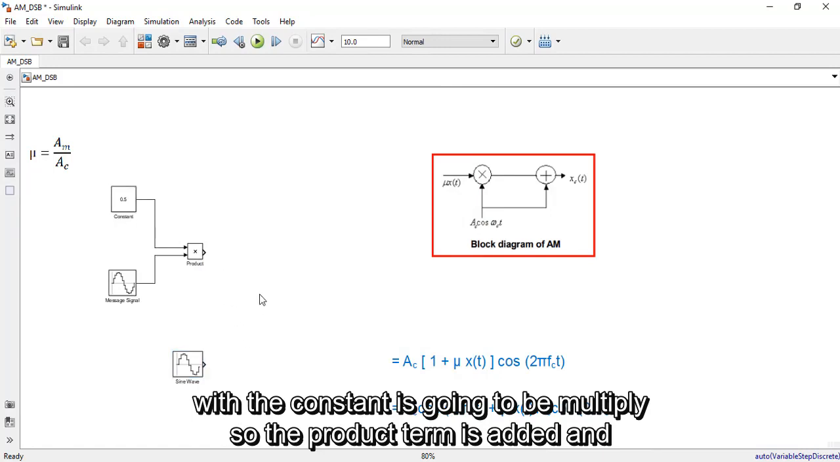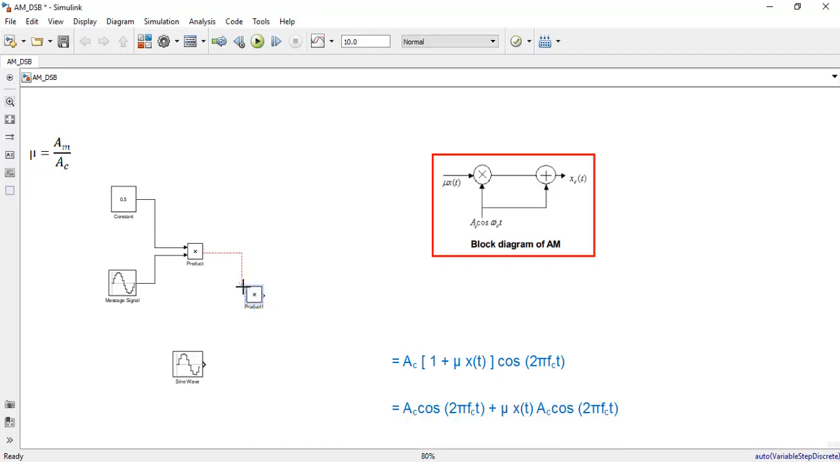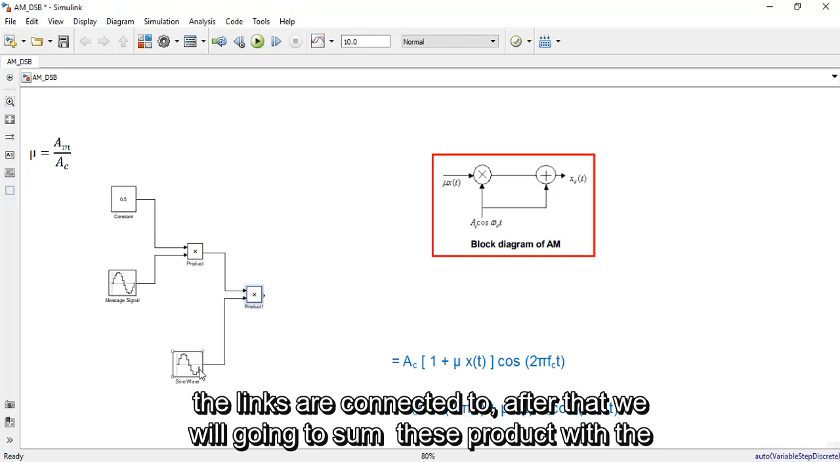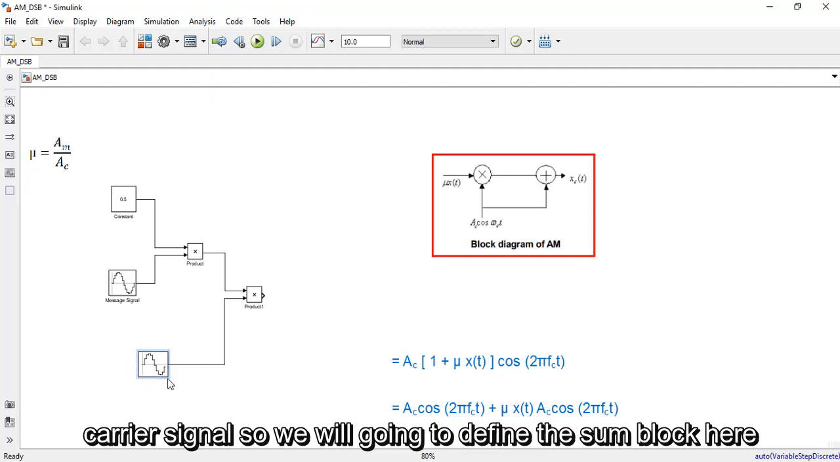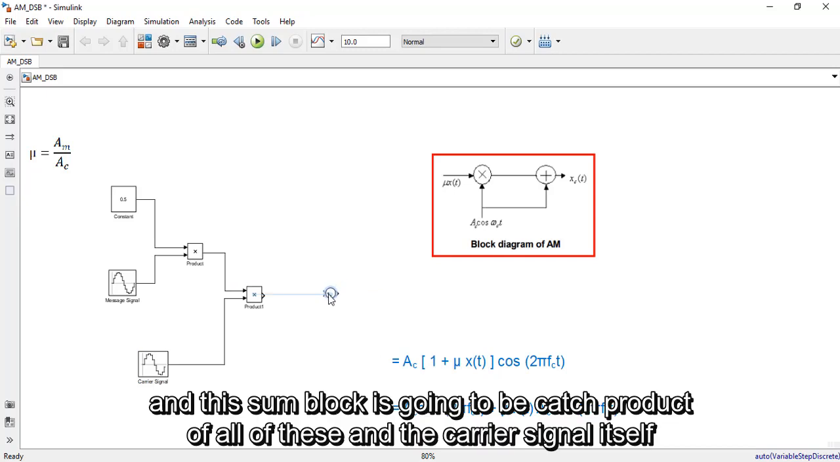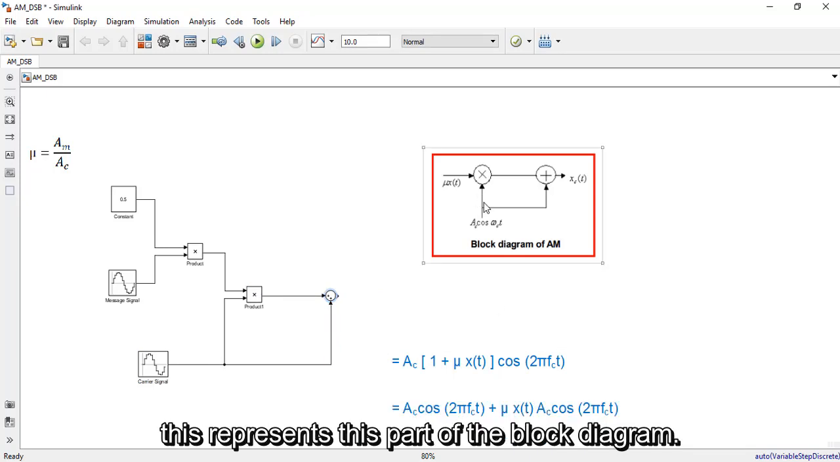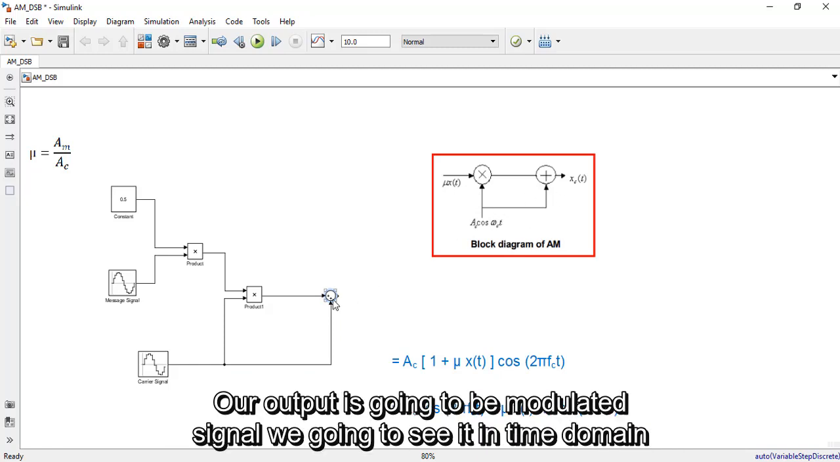After that, the carrier frequency and the product of the message signal with the constant is going to be multiplied. So product term is added and the links are connected to it. After that, we're going to sum this product with the carrier signal. So we're going to define the sum block here, and this sum block is going to be attached to the product of all of this and the carrier signal itself. This represents this part of the block diagram. Our output is going to be the modulated signal.